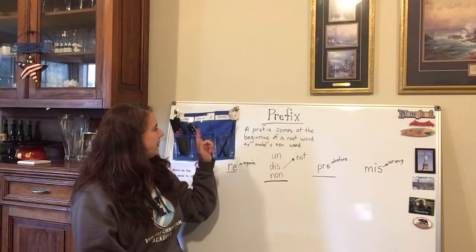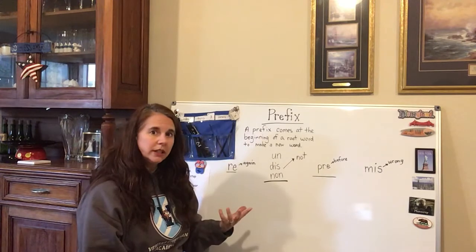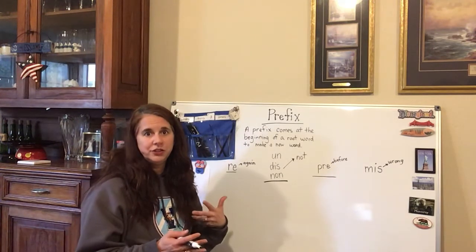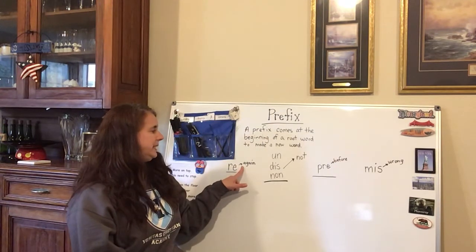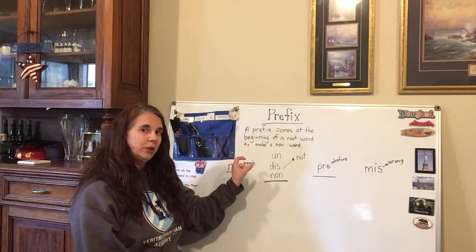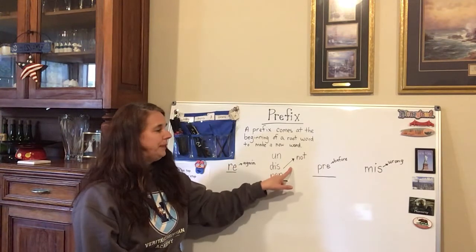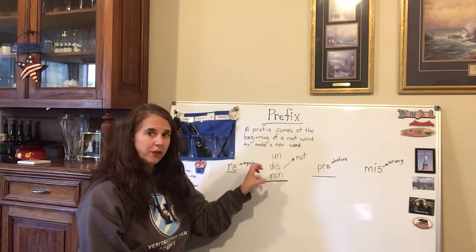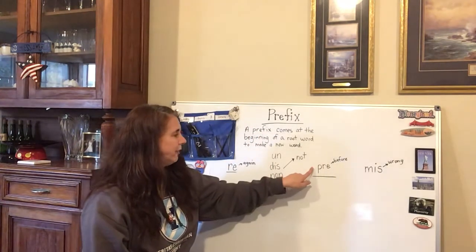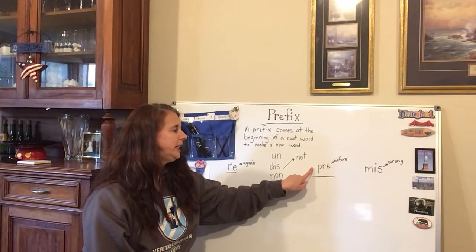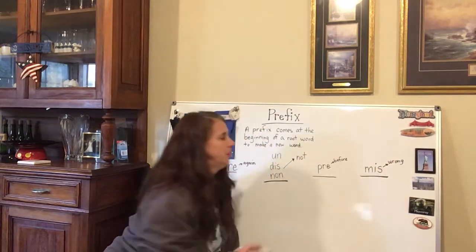So let's just review. A prefix comes at the beginning of a root word to make a new word. So when you add a prefix to a word, it kind of changes the meaning of the word. For example, we have re. Re means again. So if you put re in the beginning of a word, it's going to mean again. Un, dis, and non all mean not. So if you put any of those prefixes in front of a root word, it's going to make it all not. Then we have pre, the prefix pre, which means before. And then we have miss, which means wrong.